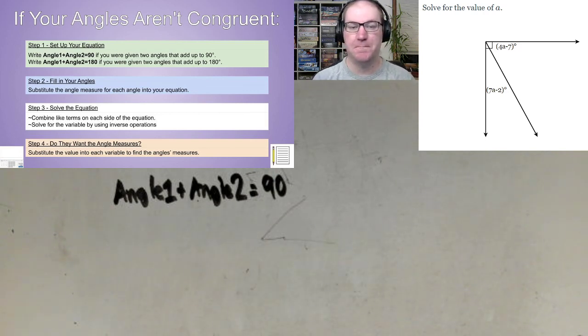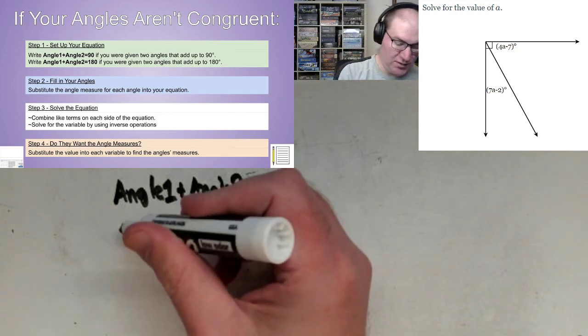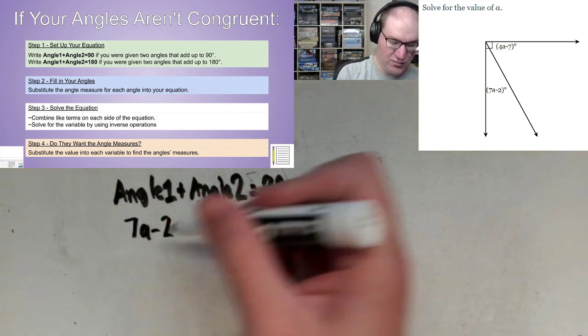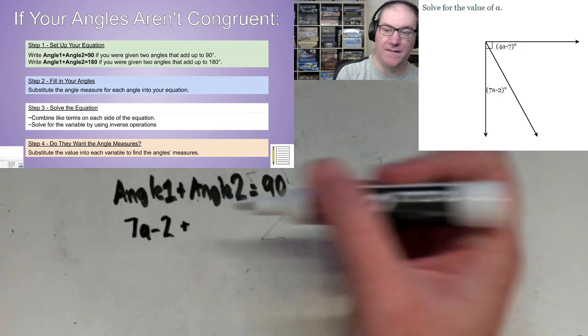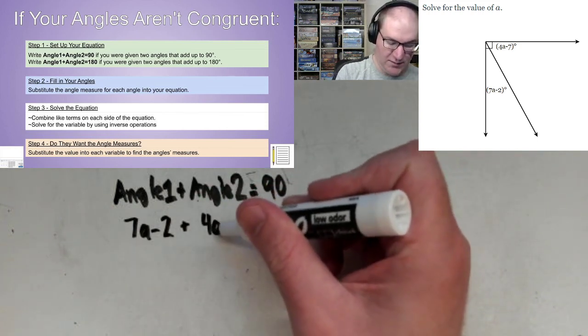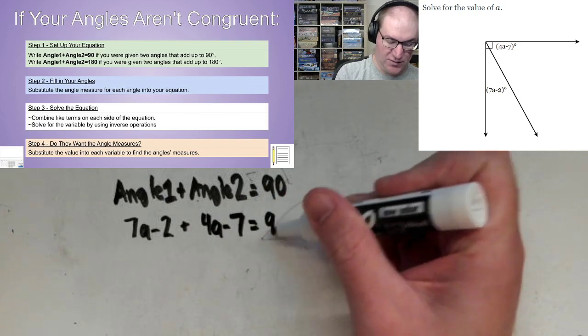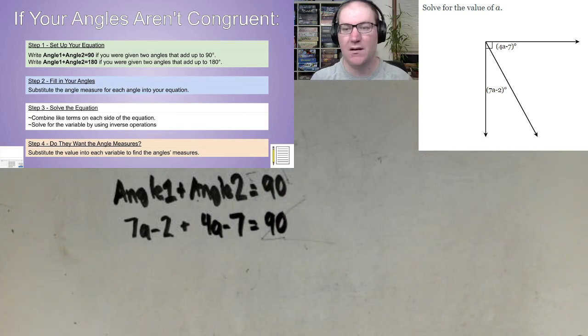We know in this problem that the two angles combine to be 90, so I'm going to set it up like that. Now step two on the purple graphic says to fill in your angles. So I'm going to put 7a minus 2, and then I'm going to put the plus sign, and then I'm going to do 4a minus 7, and it equals 90. All I did was take the angle measures from the problem and fill them into my equation.